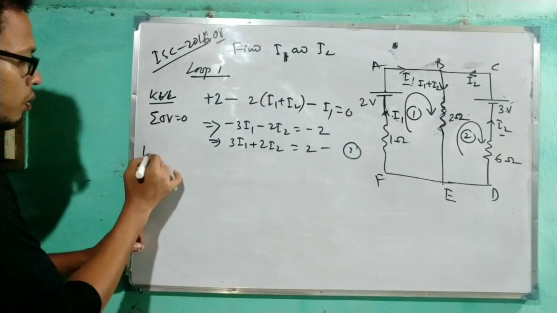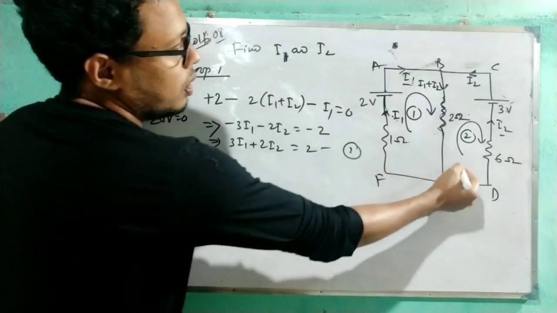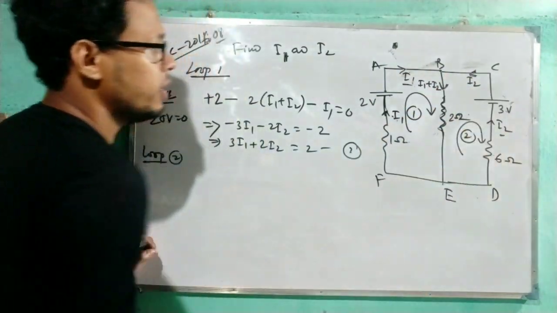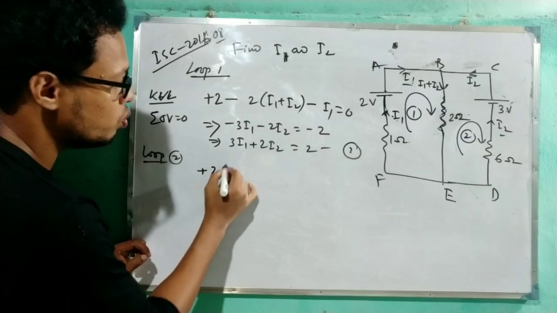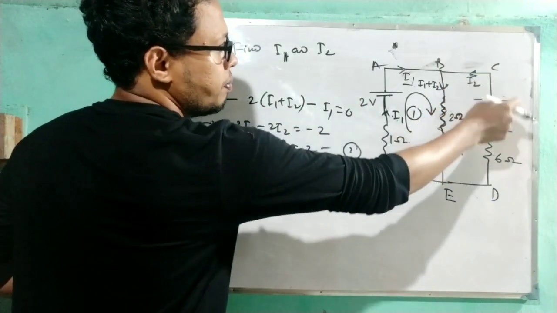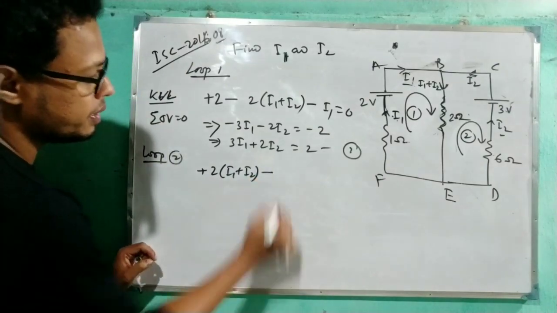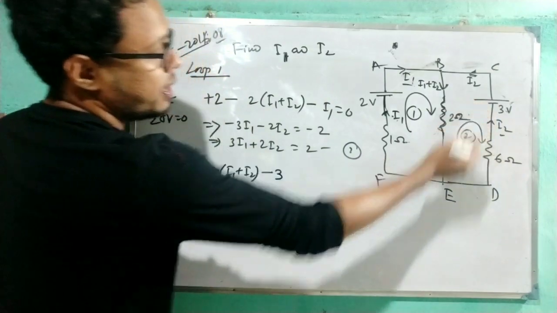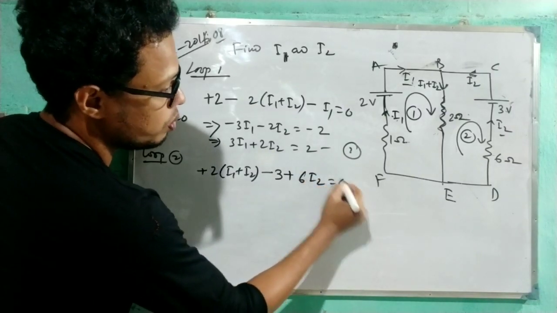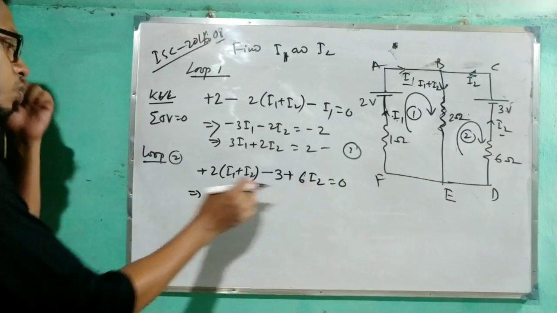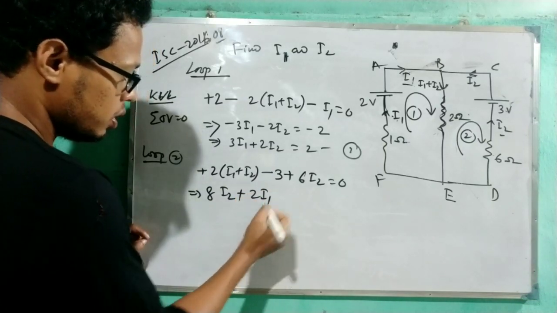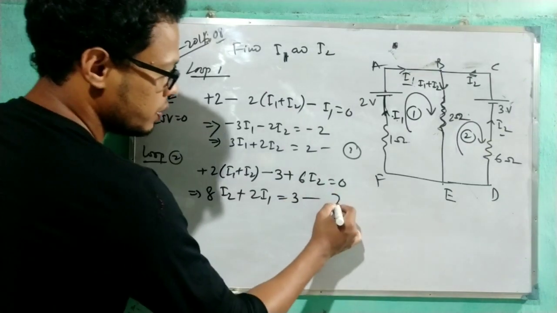Equation number 1. Now, in loop 2, look, the path and the direction of current are opposite. This is the path, like this we are going. When it is different, then plus 2 into (I1 plus I2). Now, come over here, plus 2 minus, so this will be minus 3. From here, again see, the path and the direction of current are opposite, which means plus. This will be 6I2, which will be 0. See, here 6I2 plus 2I2 means 8I2. So 8I2 plus 2I1 equals 3. Clear? Which is equation number 2.